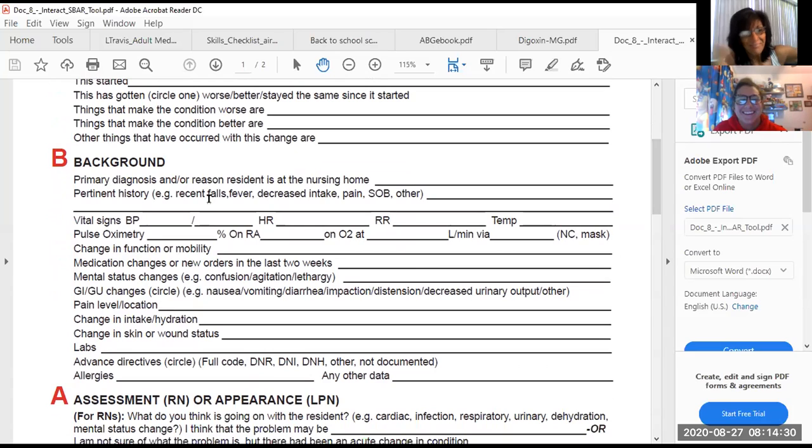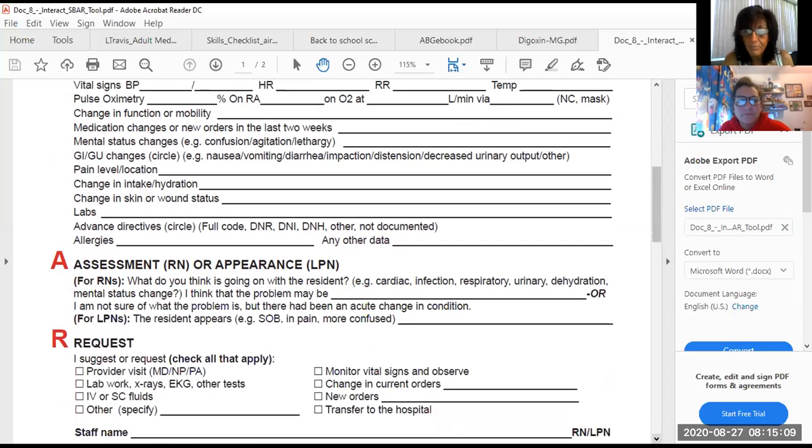Her vital signs, her pulse ox, and they even guide you here, right? What percentage on room air? How much? How is she getting the oxygen? Have there been any recent changes in her function or mobility? Any new meds? Any new mental status changes? GI or GU changes? Pain changes? Has her appetite decreased? Or is she not drinking suddenly? Did her wound get worse or does she have a new wound? Did you get labs back and you're worried? And what are her advanced directives, allergies, and anything else that might be relevant?